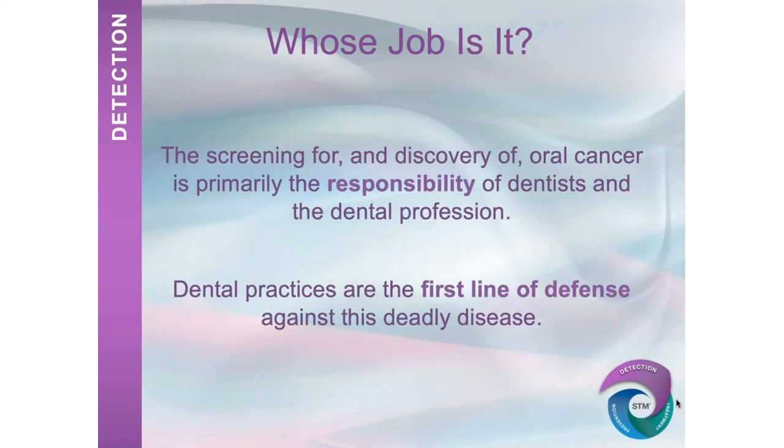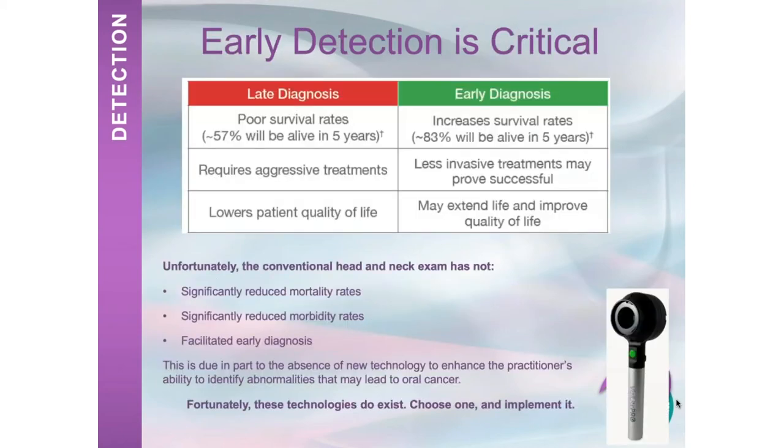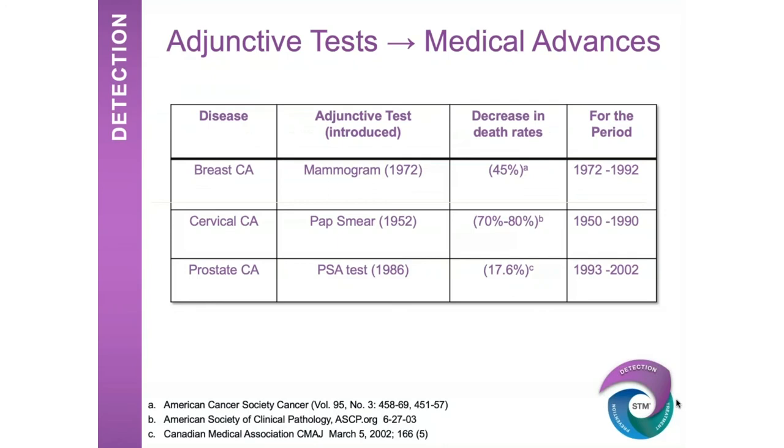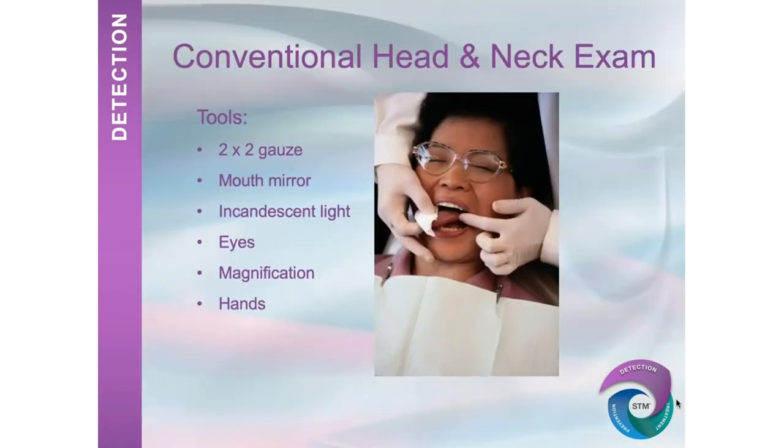So this is one of the things that we do focus on with the soft tissue management program. It's our responsibility, right? We need to do this. And early detection is critical. Why? Because if we can detect things at an early rate, then survival rates will increase. So this is not new, by the way. Adjunctive screening is done for other cancers, including breast, cervical, and prostate.